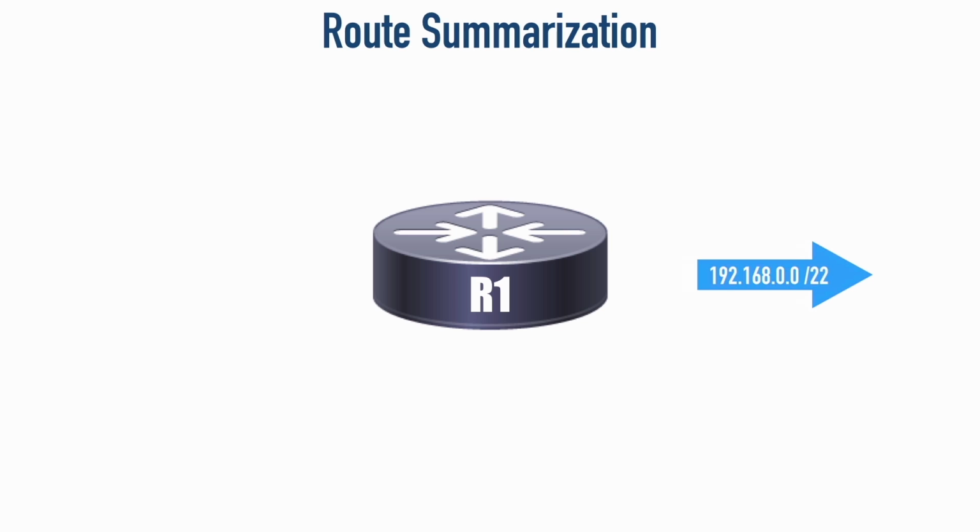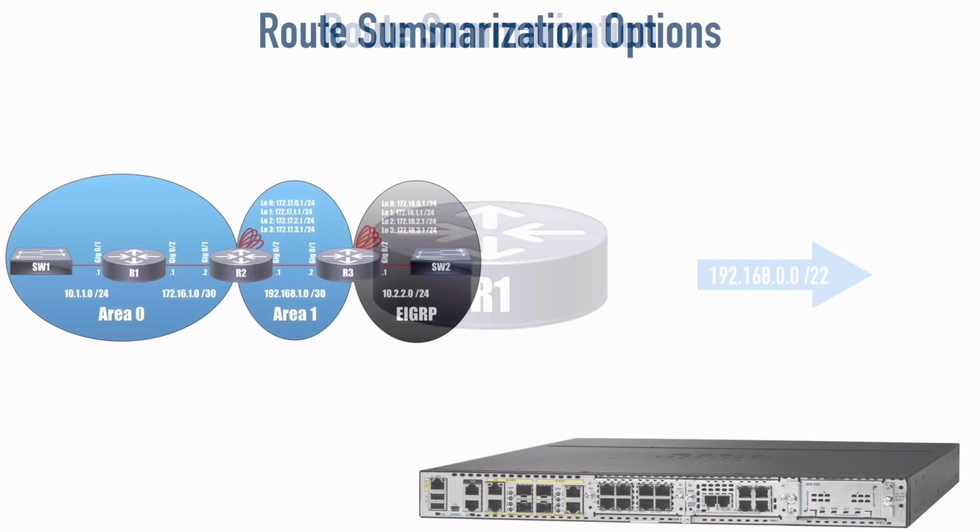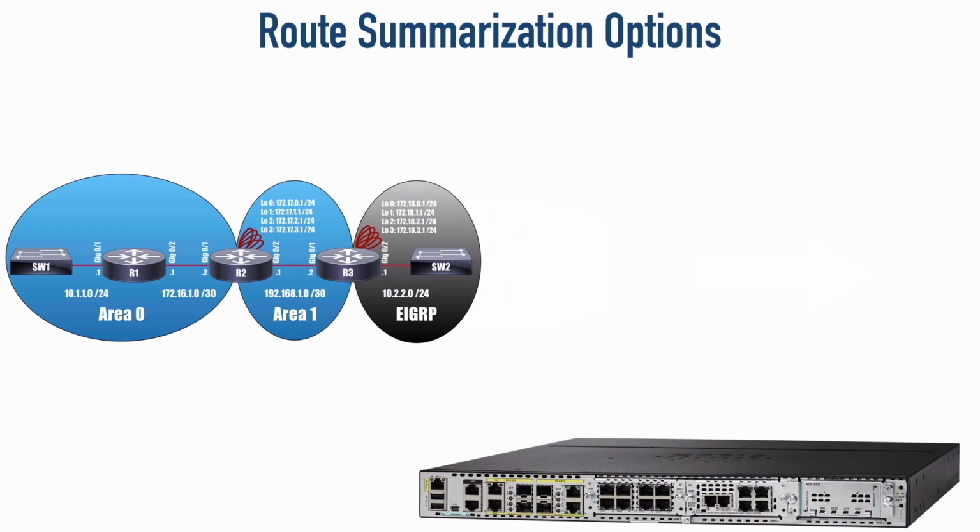But with OSPF, we have a couple of options for doing this route summarization. We might be sending routes from one autonomous system into another autonomous system. Like here we have router R3 acting as an autonomous system boundary router sitting between the EIGRP autonomous system and the OSPF autonomous system. There's one way to summarize routes as we go between autonomous systems. Or we might want to summarize routes as we're going from area 1 into area 0. And we would do that on the area border router, the ABR, that's router R2.